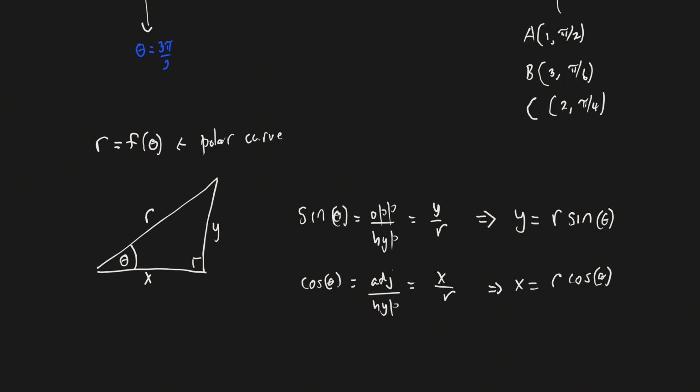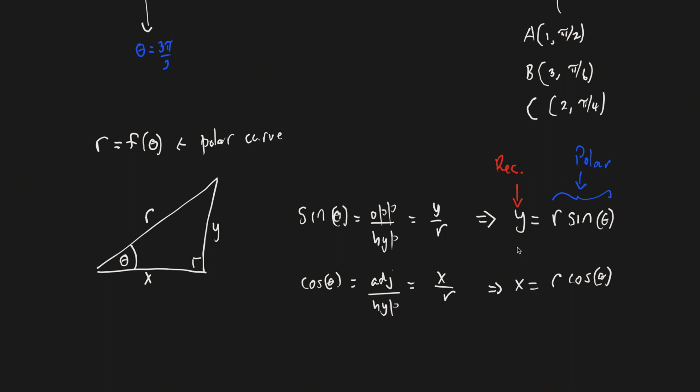Again, let me emphasize what this is saying. On the left-hand side of these equations, I have the rectangular variables. On the right-hand side over here, I have the polar variables, and I have a really nice relationship between them, obviously involving sine and cosine.